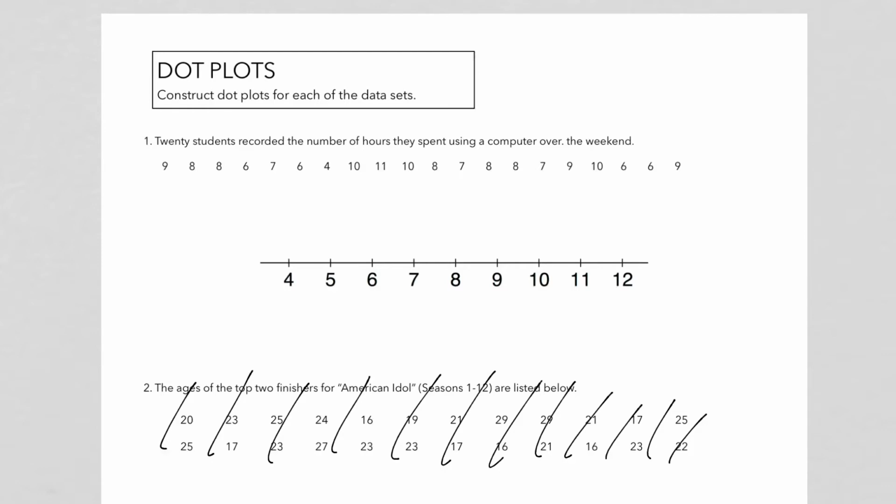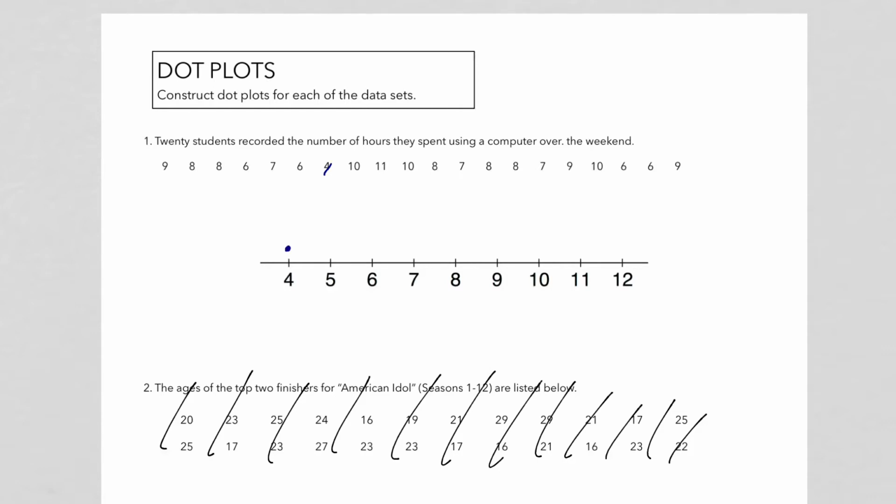So what I want to do first is find out how many students spent 4 hours using their computer. That's what this data is. So I'm going to count. I have 1, and looks like just 1. So I make 1 dot here.